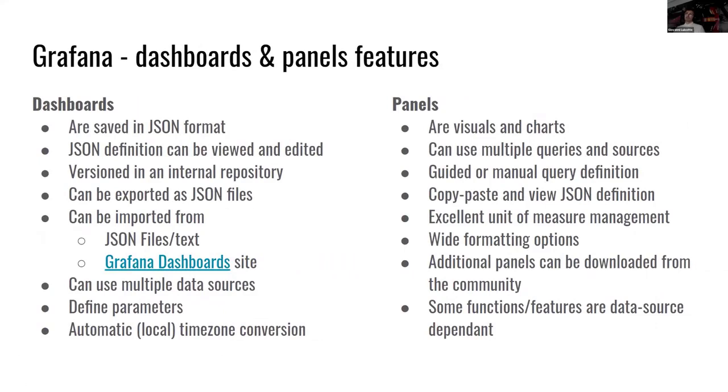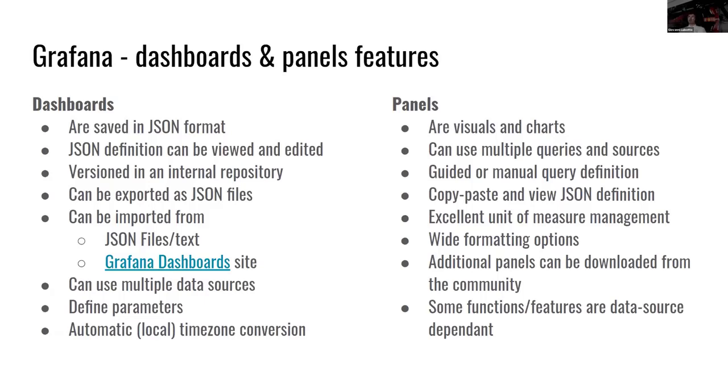Now here we have some quick features of the two main objects of Grafana. The main object in Grafana are the dashboards, of course, because what you want to do is to show the data. The dashboards are saved in JSON format, and the JSON definition of the dashboard can be viewed and edited as a JSON file. The dashboards are versioned in an internal repository of Grafana, so you can roll back to any previous version. By default, I think it keeps like 20 different versions of the dashboard. The dashboard can be exported as a JSON file and can also be imported from a JSON file, from just some JSON text, or from the Grafana dashboard website, which is where the community shares its own dashboards.